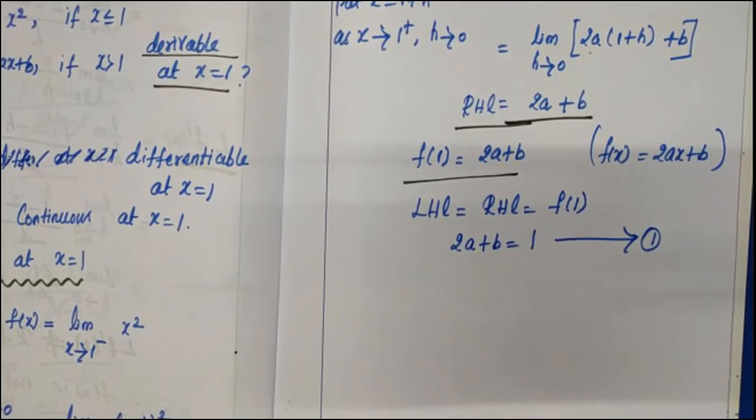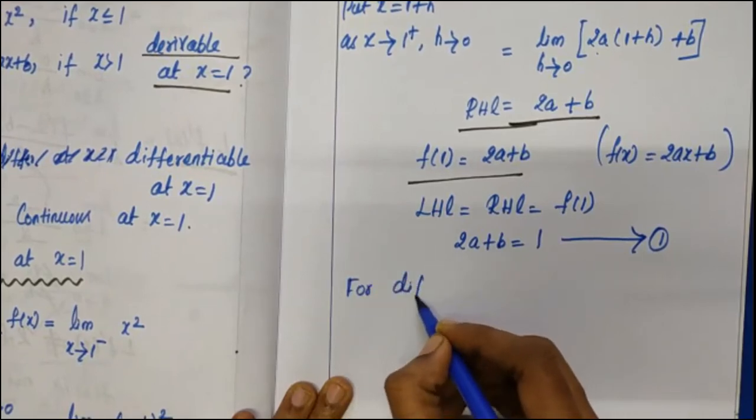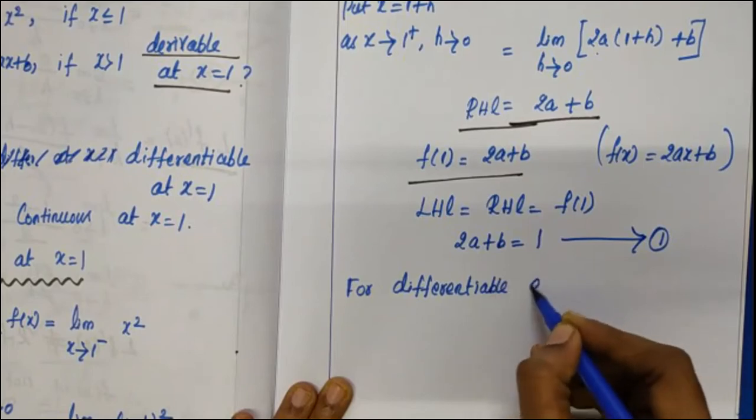So now using differentiable at x is equal to 1. For differentiable at x is equal to 1.